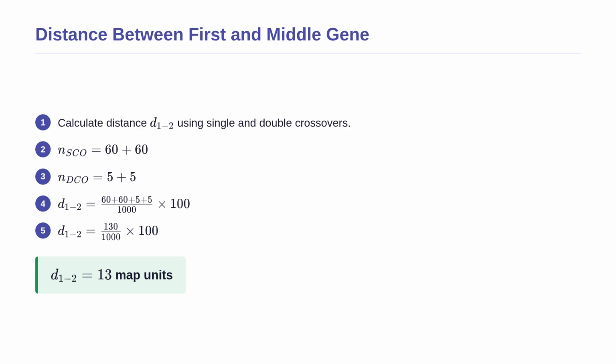Now that we know the red gene is in the middle, let us calculate the distance between the first gene and the middle gene. We take the single crossovers that occurred specifically between these 2 loci, which are 60 and 60. We must also add the double crossovers, 5 and 5, because they inherently include a break between the first and second gene. Adding these gives us 130. Dividing by the total, 1,000, and multiplying by 100 gives us exactly 13 map units. This means the physical distance between the first gene and the middle gene is exactly 13 map units.